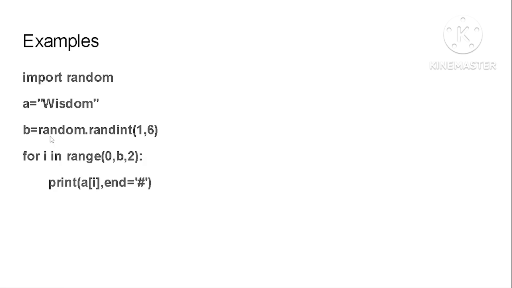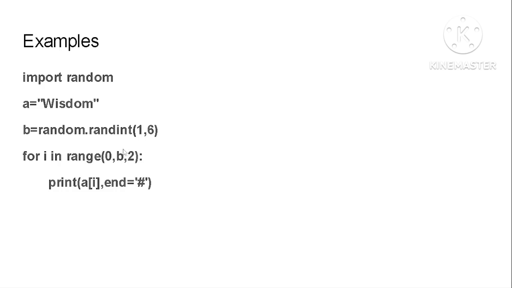I have given two examples from the sample question papers of this year and previous year. There is a code. Generally you will be asked in MCQs this kind of code using the random module. Import random, a equal to wisdom, b equal to random dot randint of 1, 6, which means a number which may be 1 or 2 or 3 or 4 or 5 or 6 will be generated.